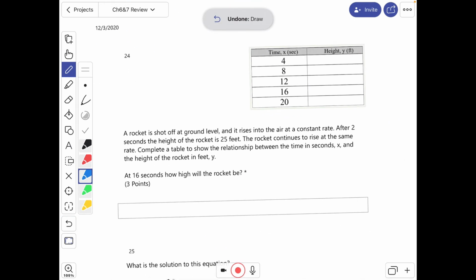Number 24. A rocket is shot at a ground level and rises into the air at a constant rate. After 2 seconds, the height of the rocket is 25 feet. The rocket continues to rise at the same rate. Complete a table to show the relationship between the time in seconds x and the height of the rocket in feet y. Always start with the equation. Y-intercept is where it starts. So where did it start?